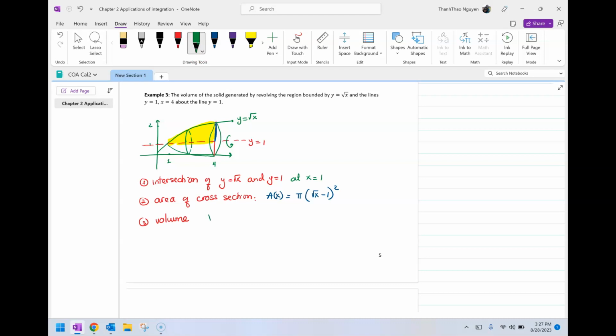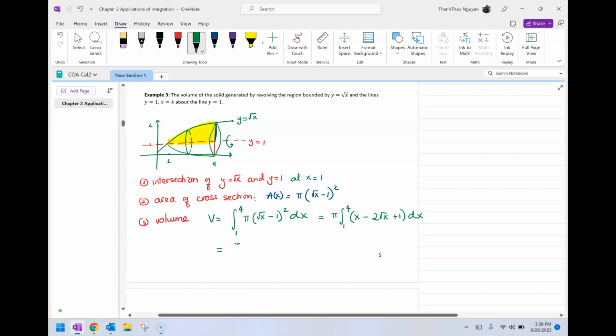The volume V is the integral from 1 to 4 of the area, that is pi times square root of x minus 1 squared dx. So let's simplify. Let's expand this out. Okay. Integrating that and evaluating the integral between 1 and 4, we get 7 pi over 6.